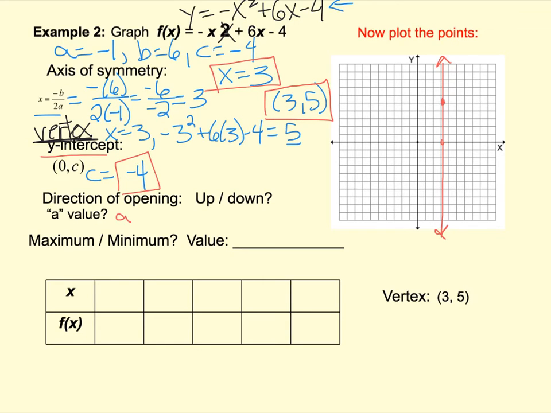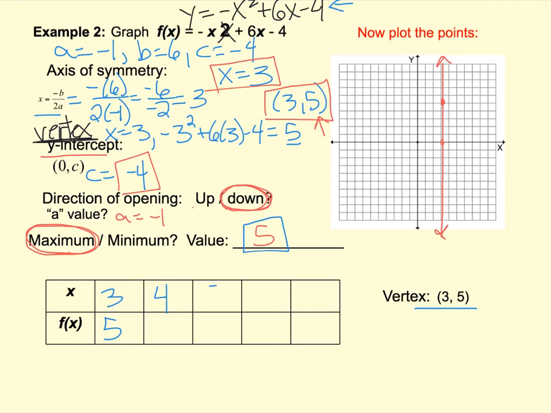Direction of opening, I need to look at a. a is negative 1. So when a is negative, I always open down. I'm a sad face. And if I open down, then my vertex is a maximum, and the value of that will be 5. Right? So it's always going to be the y value of your vertex. Okay, so I'm putting a box around all my answers. Okay, now we're going to say this is the first point that we know for sure. That's (3, 5). That's our vertex.